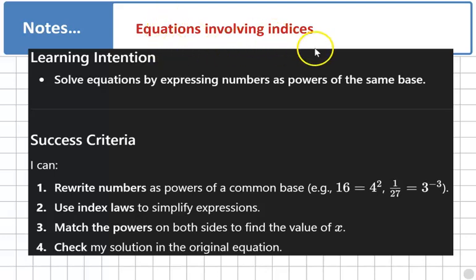Equations involving indices. Learning intention: solve equations by expressing numbers as powers of the same base. Success criteria: I can rewrite numbers as powers of a common base.